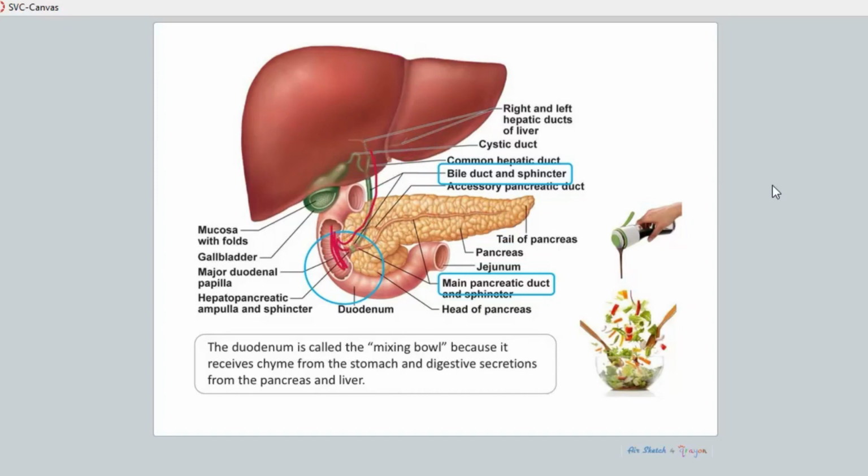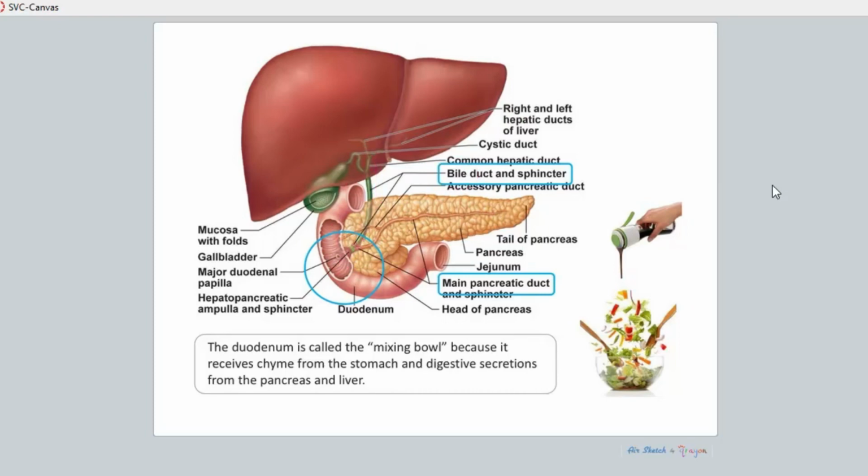Now what is that digestive product that the liver's producing that's secreted down there? And the name of the duct gives that away. It's bile. So the liver's going to produce bile that's going to make its way down into the duodenum, and we'll talk about what bile does.